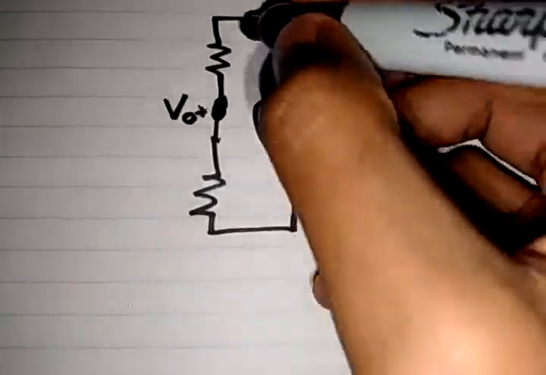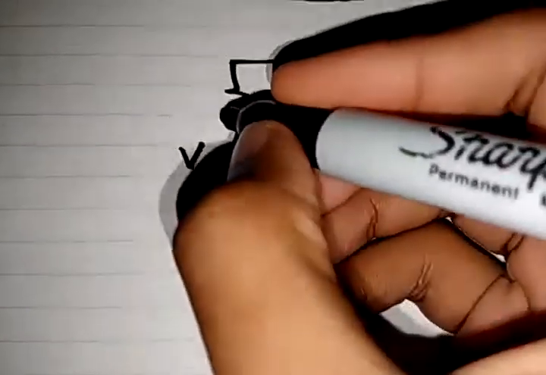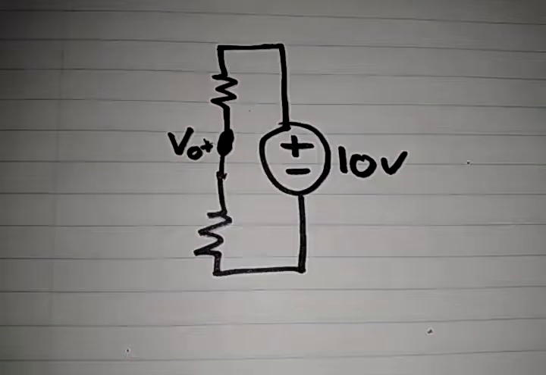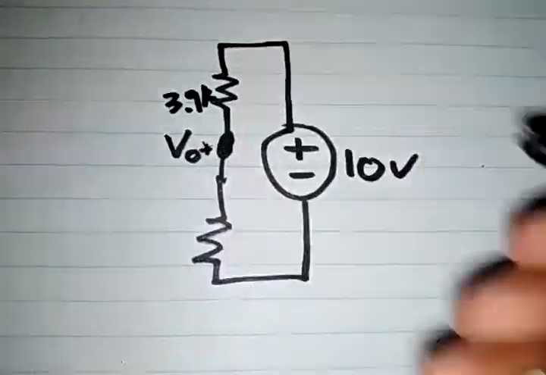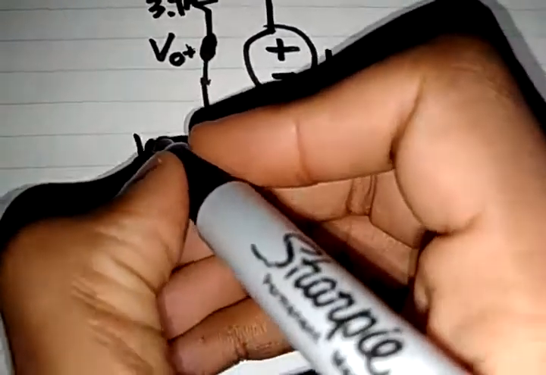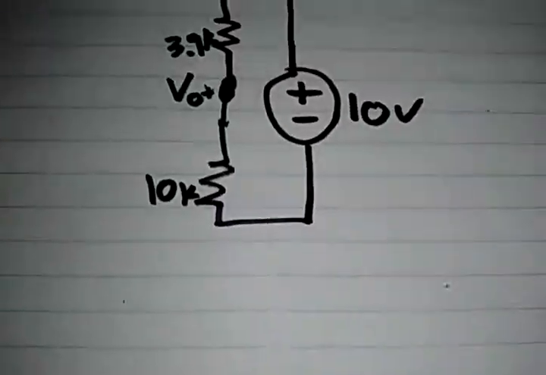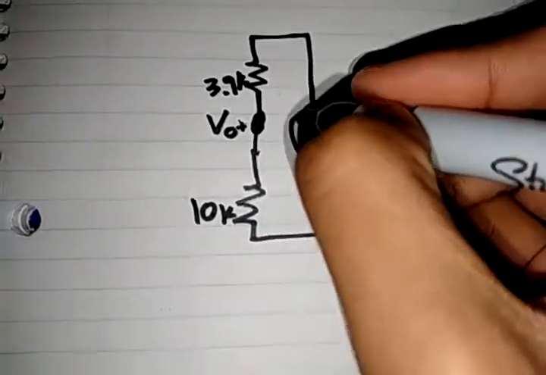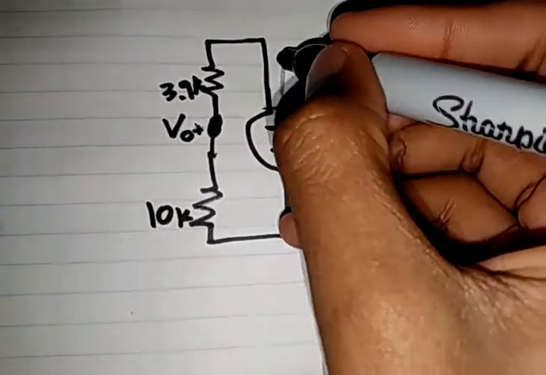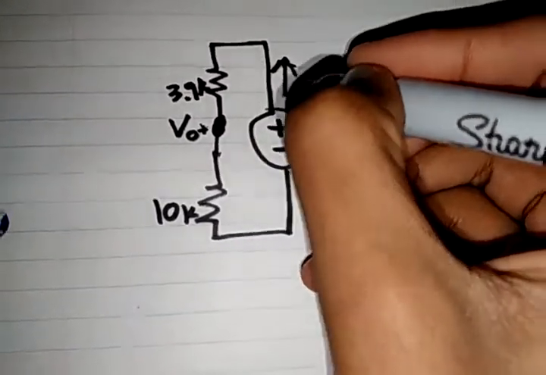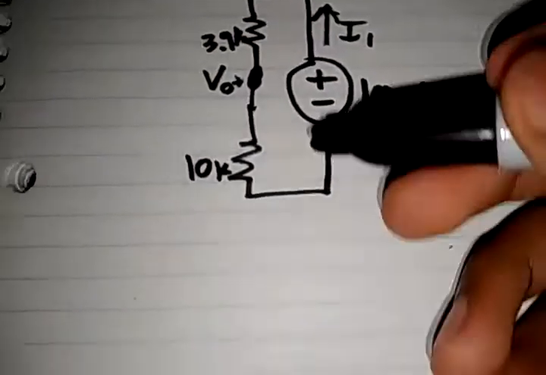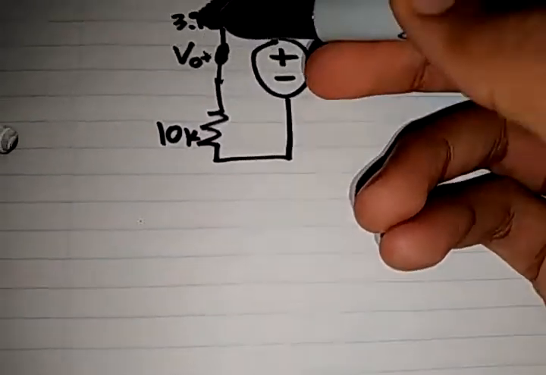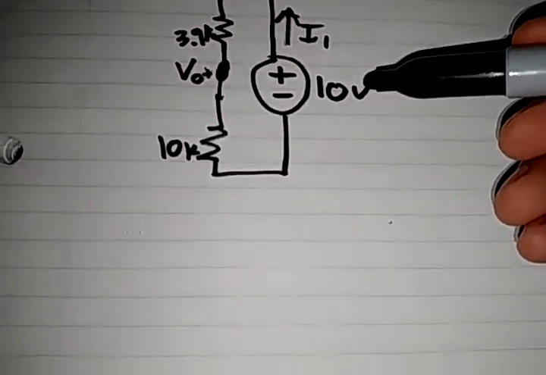So the point here is just to find the voltage drop between the individual resistors. So in the previous circuit, this was a 3.9K, and this was a 10K. And if we do mesh analysis, this is just a simple circuit, we can just find the current I. We're going to call this I1 because it's superposition. Then we can see that the equivalent resistance is 13.9K. The voltage is 10 volts.